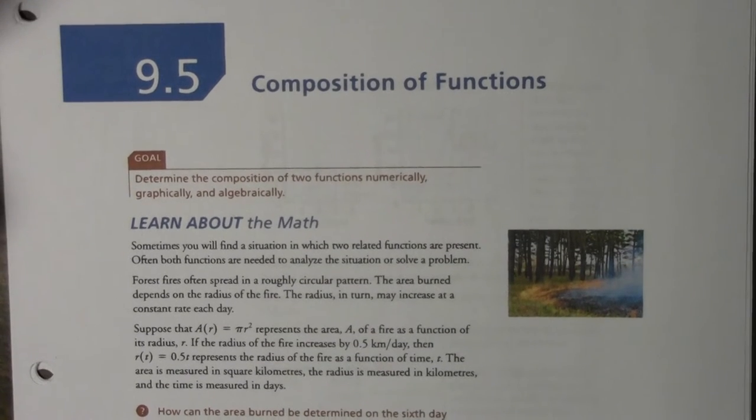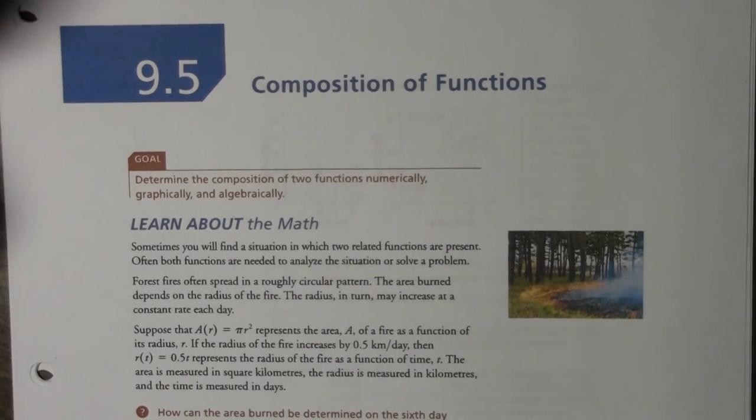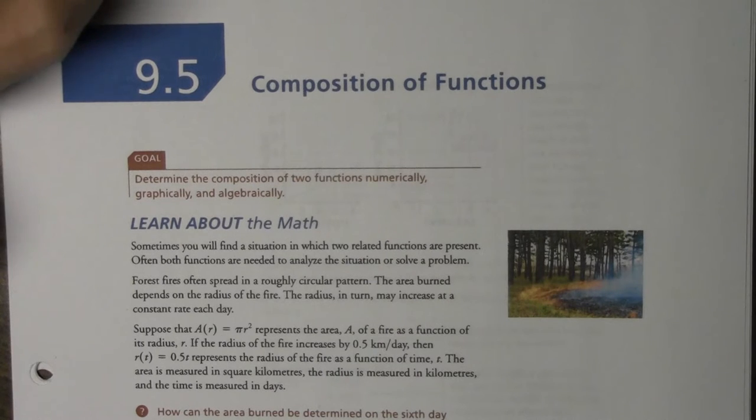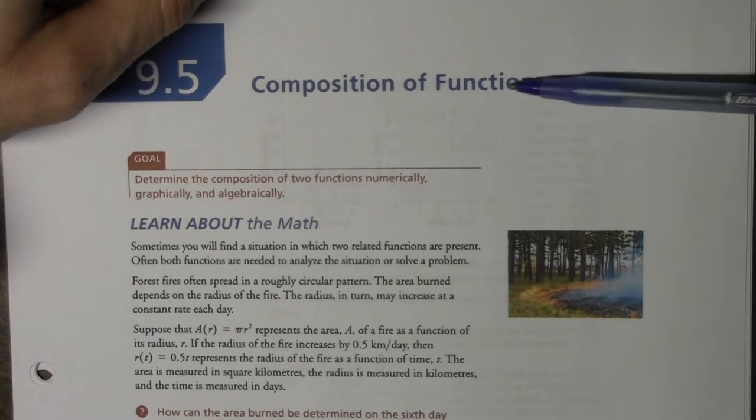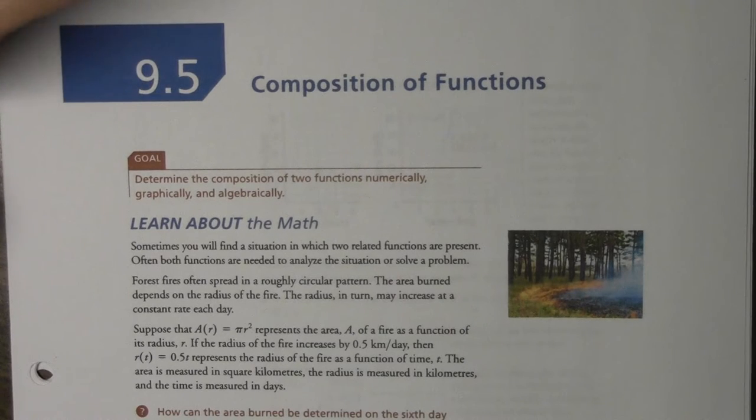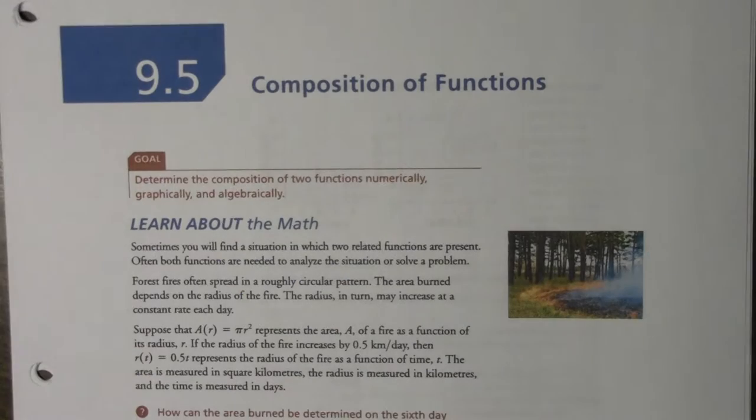All right, this is 9.5, the composition of functions. So far in chapter 9, we've looked at the sum of two functions, the difference of two functions, the product of two functions, and the quotient of two functions. So now we're looking at the composition of two functions. Kind of the same thing in a sense, where you start with two independent functions and you're combining them. This time we're combining one inside of another.